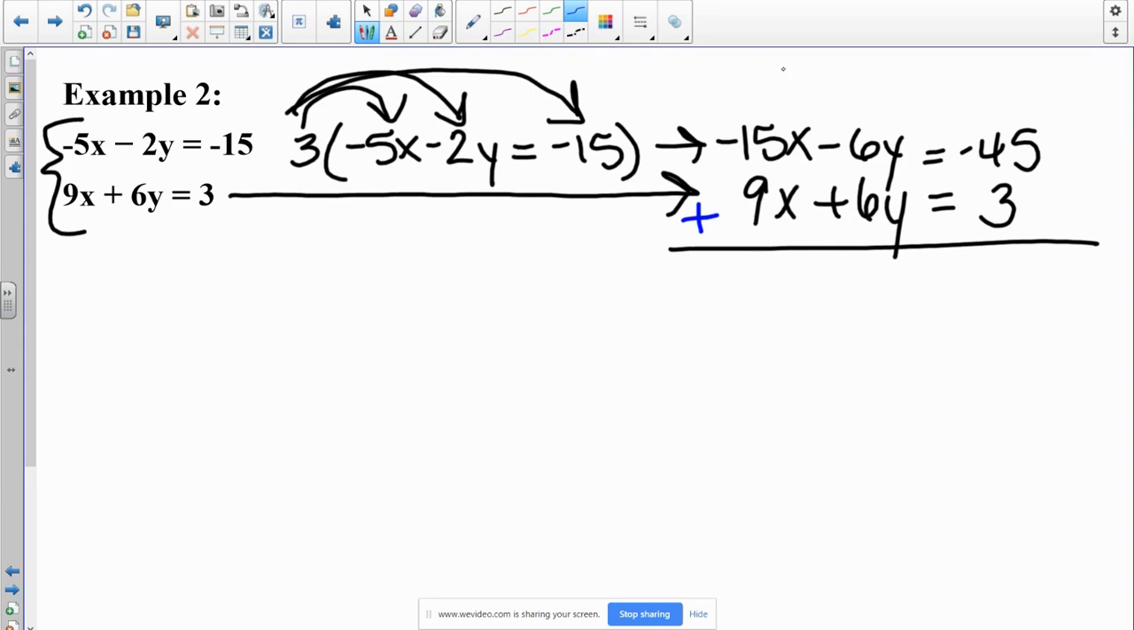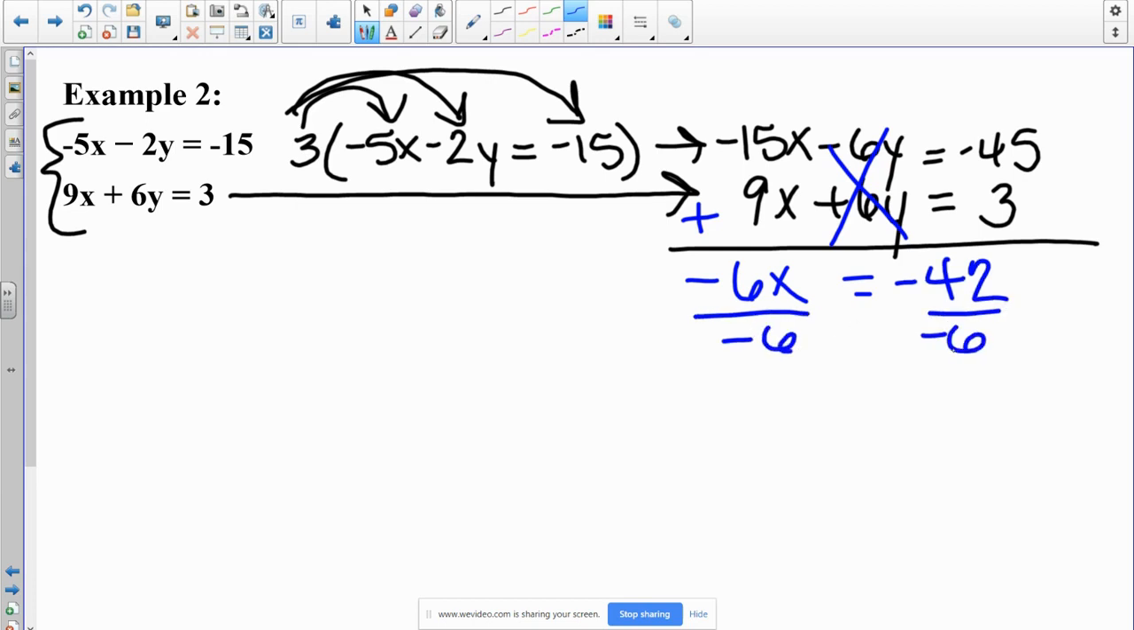So I'm going to take negative 15x plus 9x, and that gives me a negative 6x. Good news, these canceled out, or as we know it, eliminated out. And then negative 45 plus 3 is a negative 42. I'm going to divide by negative 6 to get what 1x equals, which is 7. So one of the answers, or the x value of the answer, is 7. Now I'm going to go ahead and plug it into, remember I said one of the originals, this time I'll plug it into the bottom one.